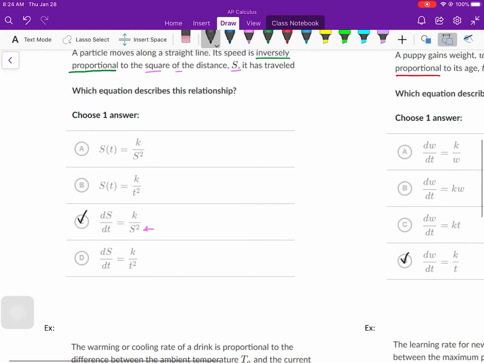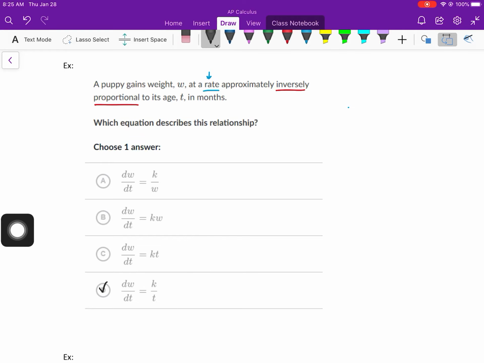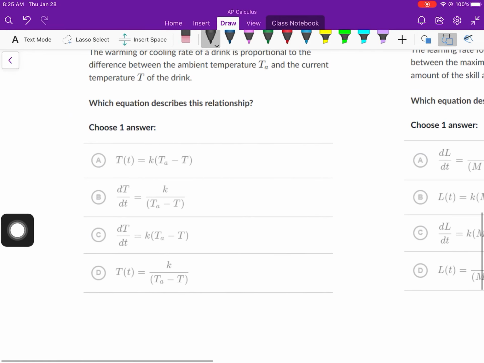See, this one says inversely proportional to the distance s. That's why it's s squared instead of t squared. Compared to this one, which says inversely proportional to its age, and that's why we put the age on the bottom instead of the weight. Okay.